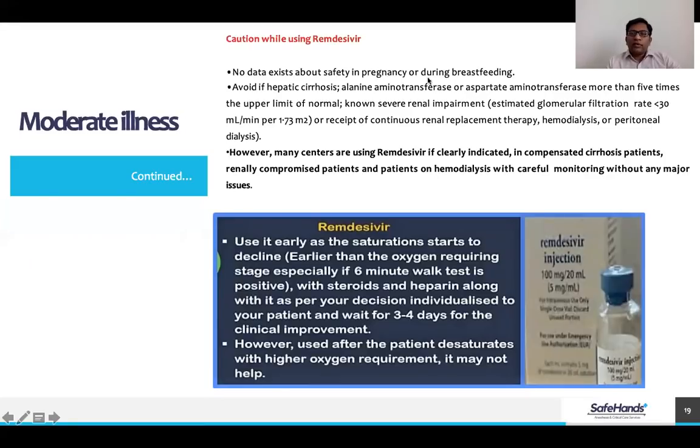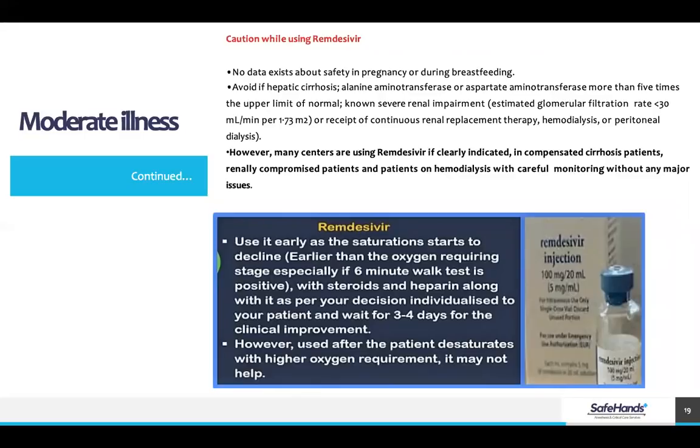Caution while using remdesivir. No data exists about safety in pregnancy or during breastfeeding. Avoid if hepatic cirrhosis, AST or ALT more than 5 times the upper limit of normal, known severe renal impairment with estimated glomerular filtration rate of less than 30, or a recipient of continuous renal replacement therapy, hemodialysis or peritoneal dialysis. However, many centers are using remdesivir if clearly indicated, in compensated cirrhosis patients, renally compromised patients, and patients on hemodialysis with careful monitoring without any major issues.